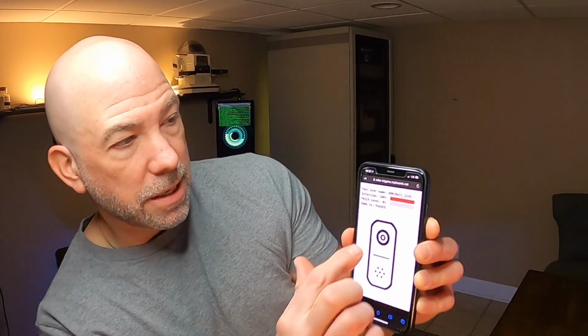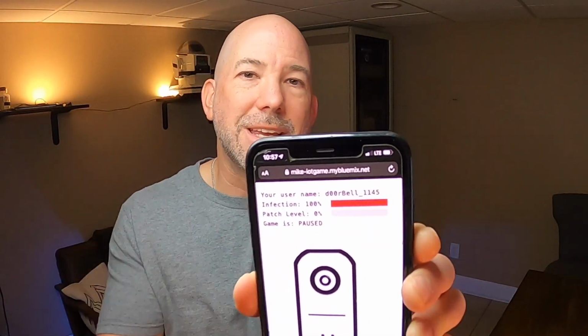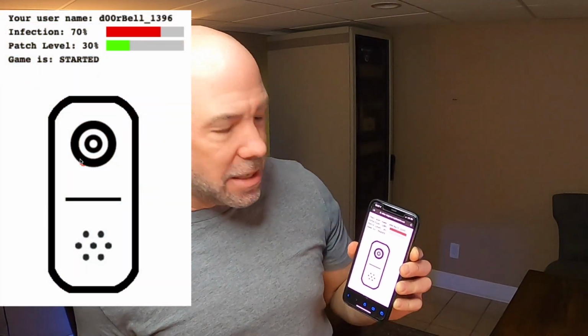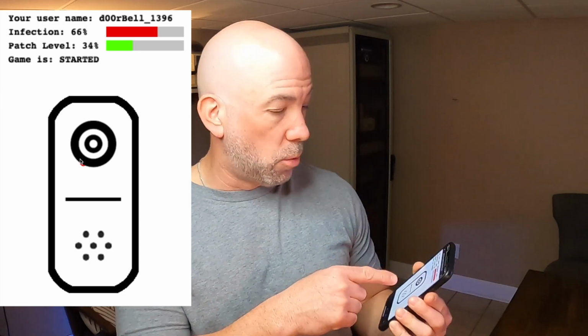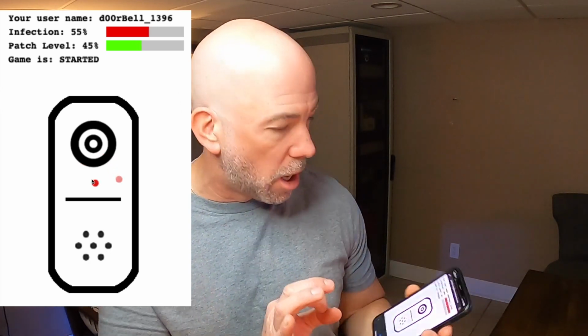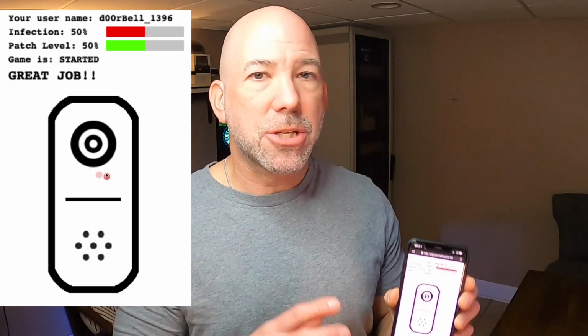You gotta get close up on that. See the red line in there indicating that they are hacked. It needed to be clear and consumable to the player that their infection level was 100%, their patch level was 0, and when the game started, they had to patch their device quickly.